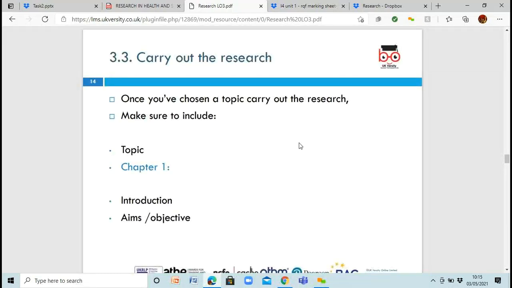So going on to 3.3, we're looking at carrying out the research now. I'm just going to give you some ideas of how to lay it out. You've chosen your topic, you know exactly what you're going to do, and this is how we want it done. Write down what your actual topic is, and then you can split it up into chapters if that makes it easier for you. Put down an introduction, say why you're doing this, what the reason is, put down your aims, and then your objectives. So have a couple of aims, have a couple of objectives.